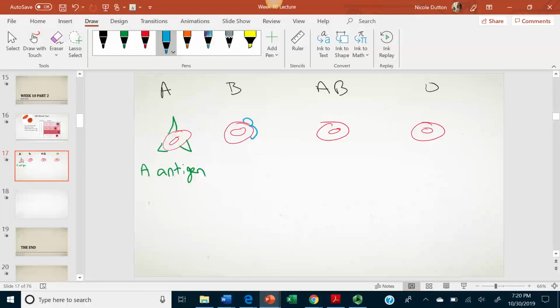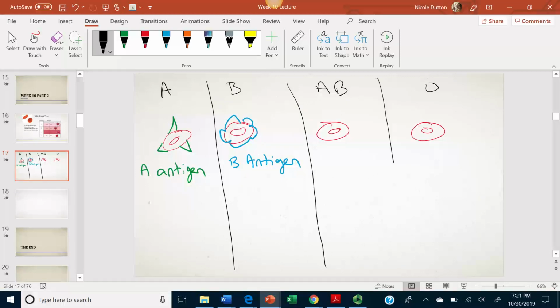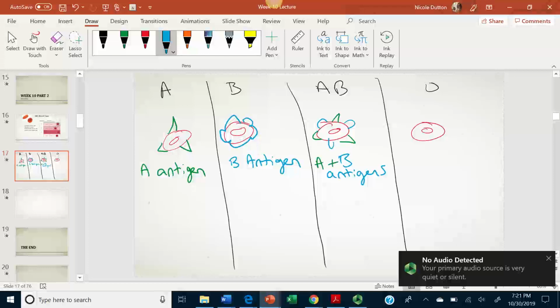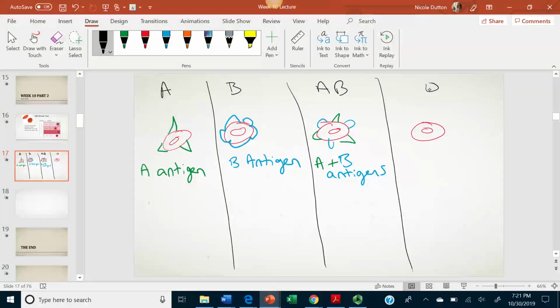If we have the B antigen on the surface of our red blood cells, we have blood type B. If we have both A and B antigens on the surface of our red blood cells, then we have blood type AB. And if we have neither A nor B antigens on the surface, then we have blood type O.